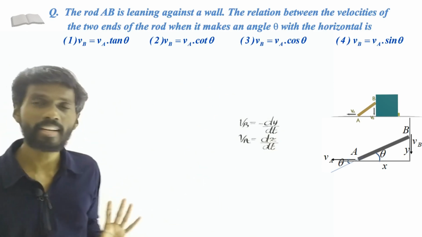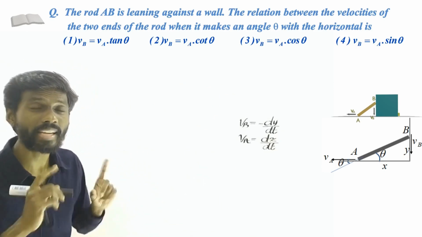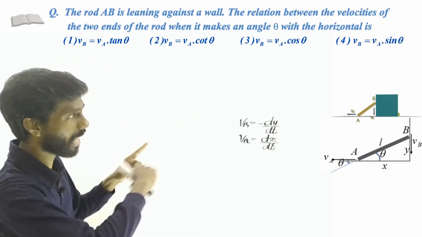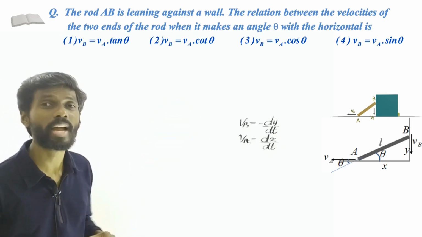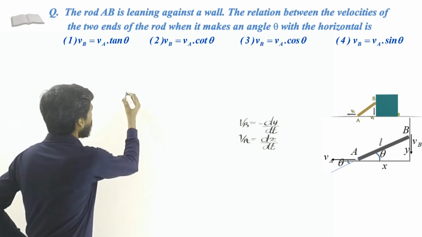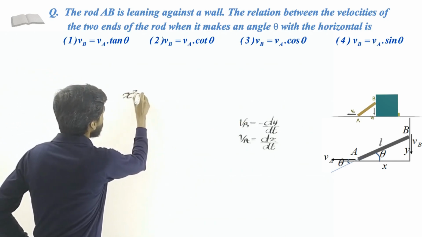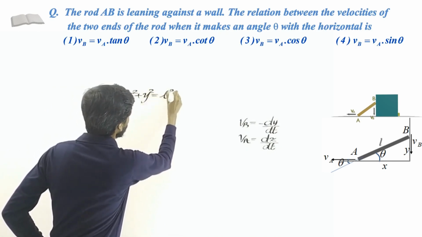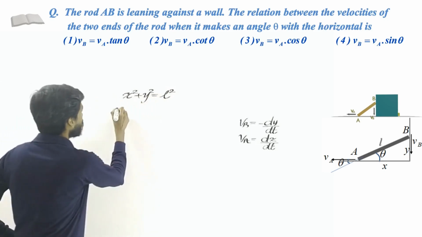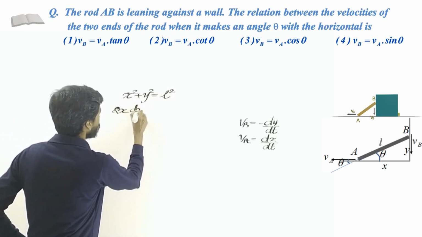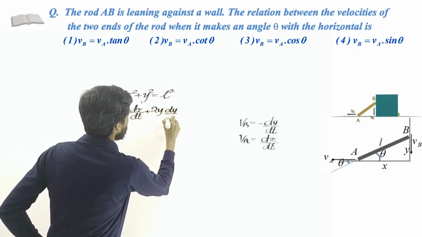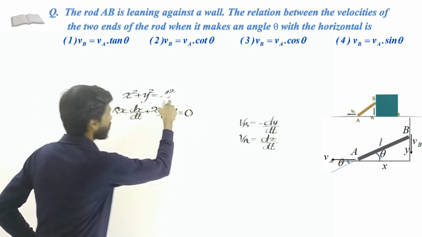Now this is a right angle triangle. X and Y are variables, but what is constant? The constant here is the length of the rod L, which is fixed. That means the hypotenuse of the triangle is fixed, but the other two sides are not. So we have the Pythagoras theorem: x square plus y square is equal to L square. Now do the differentiation. L square is a constant, so the derivative gives 2x dx by dt plus 2y dy by dt equals 0, because it's a constant.